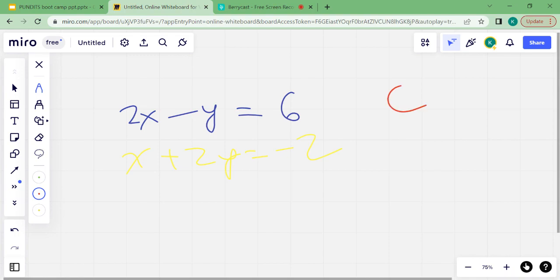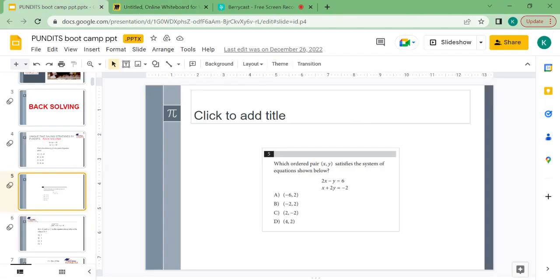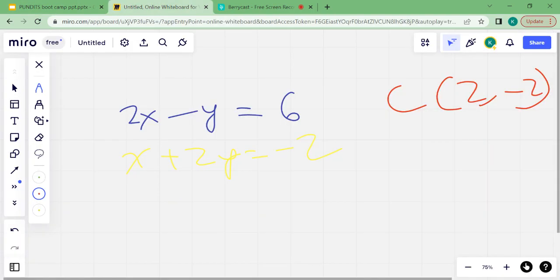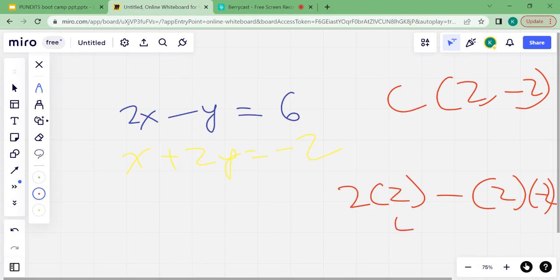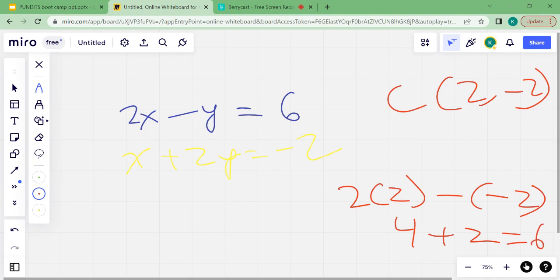C is 2, negative 2, I'm pretty sure. Yeah, 2, negative 2. Let's try for the first equation. 2 times 2 minus 2 times negative 2. This is 4. Oh no, looks like I messed up. There's no 2. It's just minus y. So it would be minus negative 2. Now 2 minuses make a plus, so this would be 2, which is equal to 6, which is the answer.